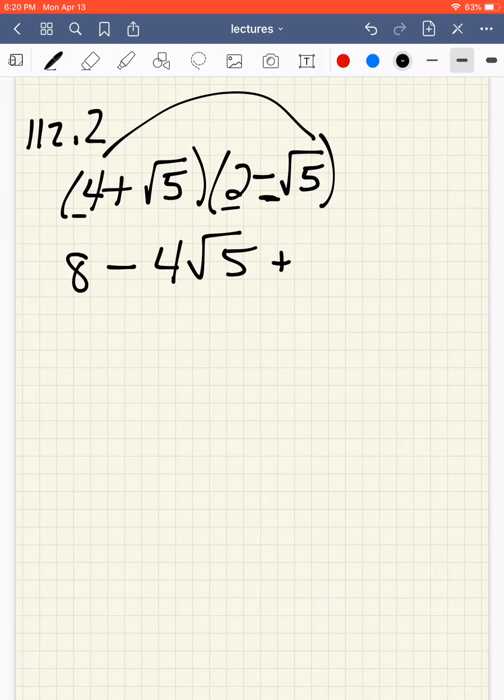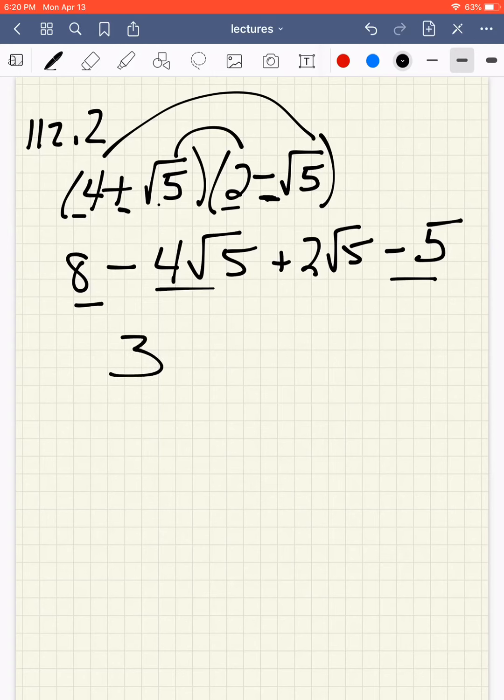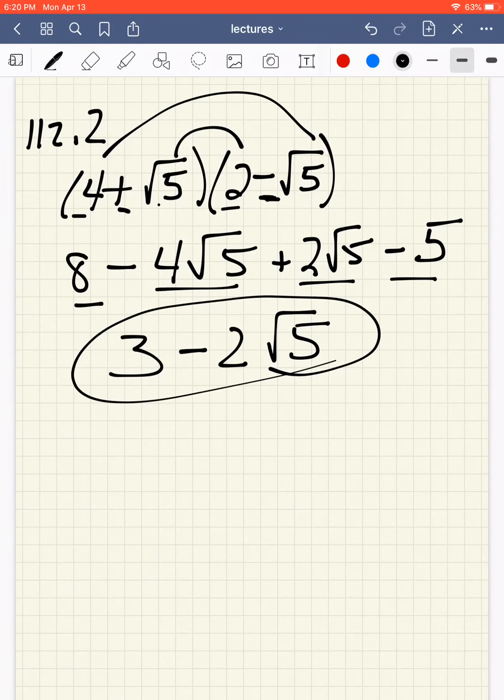Then plus inner 2 square root of 5. Positive times negative is negative. Square root of 5 times square root of 5 is, right, 5. So then 8 minus 5 is 3. And minus 4 square root of 5 plus 2 square root of 5 is minus 2 square root of 5. It's that simple, guys. Okay, let's try another one. A little bit more complicated, not too bad though.